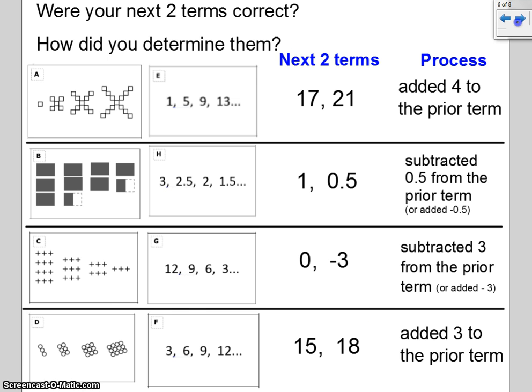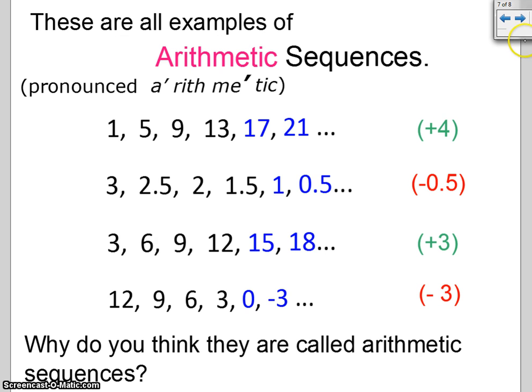Very good. Okay, what you just created are what we call arithmetic sequences. We are now taking a basic pattern that you have done in the past and moving it to an algebraic term of arithmetic sequences. All of these are arithmetic, and I want you to think about why they're called arithmetic sequences. They are called arithmetic sequences because each new term was found by adding a number to the previous term.